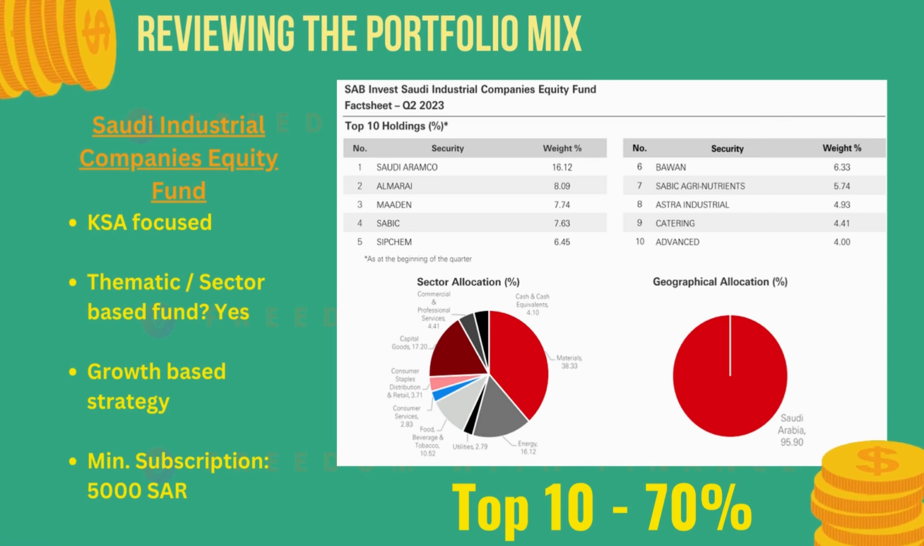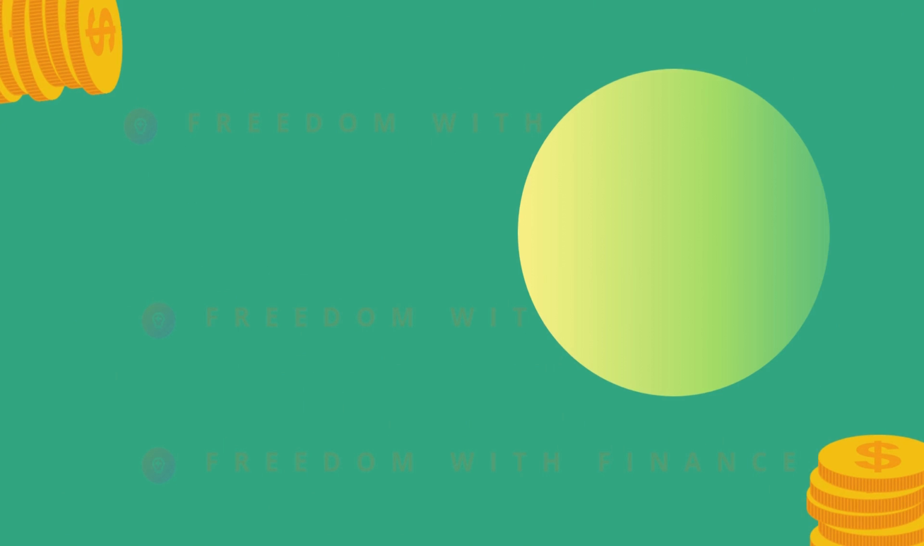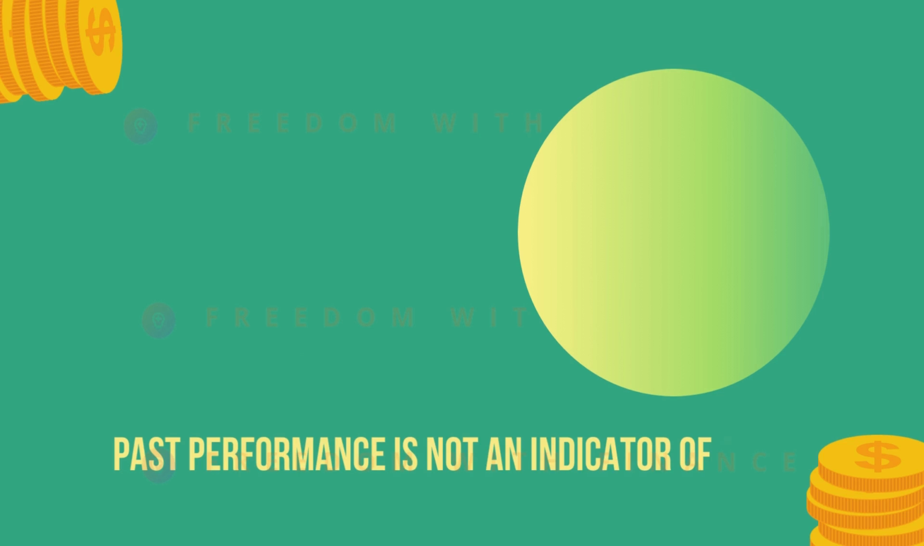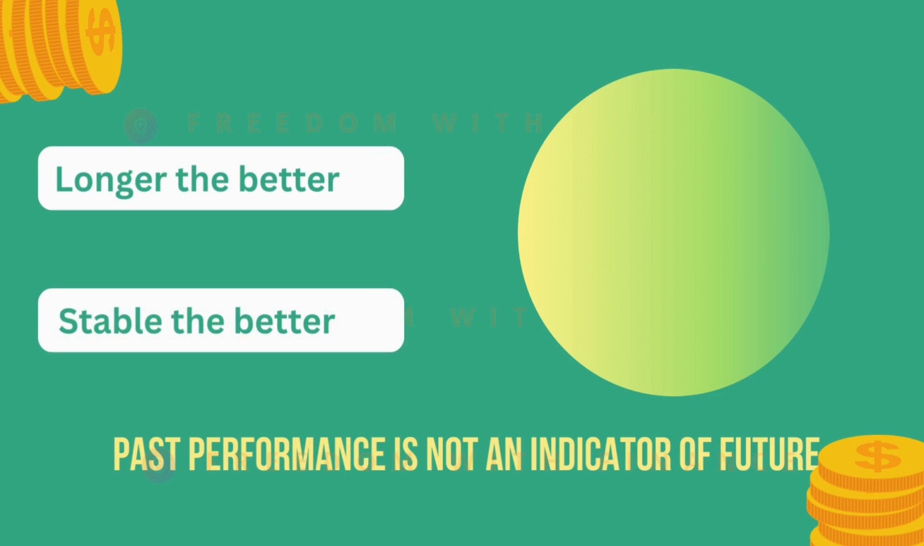Number two is historical performance. Again, as I mentioned earlier, past performance does not guarantee future returns, which is absolutely true, and I live by it. But at the same time, you still want to look into how the mutual fund has lived the test of times. For example, was it just performing in 1 or 2 years out of the last 10 years, right? Or was it consistently giving you good returns? So the longer the better. It has been running for a long time, and the more stable the better, right?